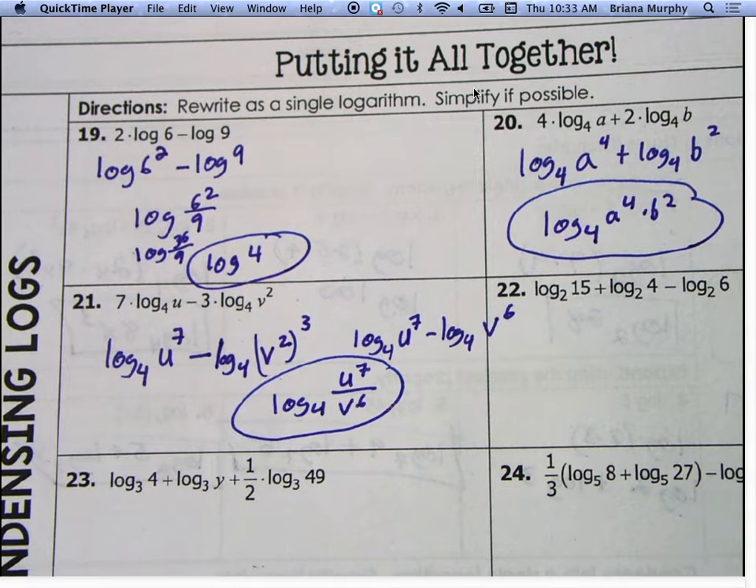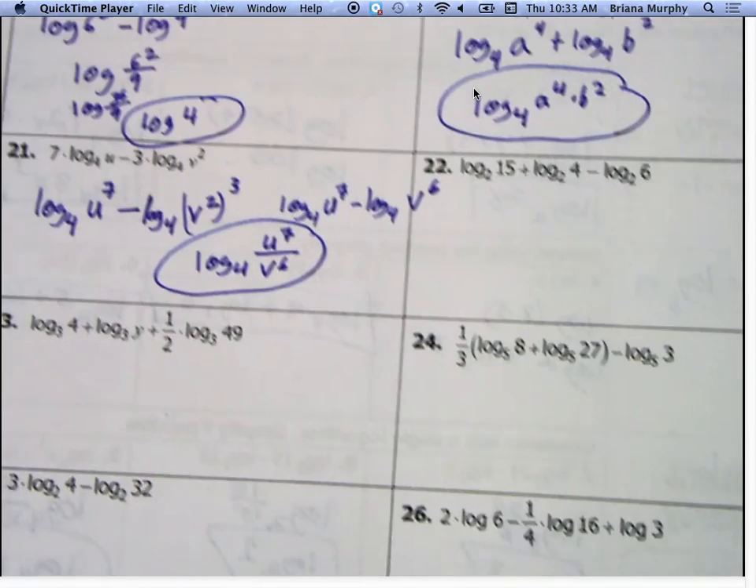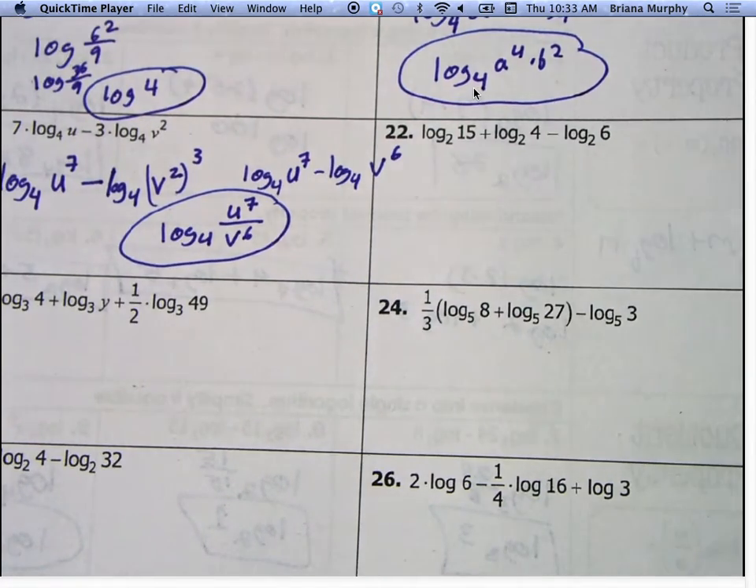Okay. I would like to skip down to number 24 because it's a little bit harder. And then I want to do some of the expanding ones because you have both on your homework tonight, okay? So I'm going to move to 24.